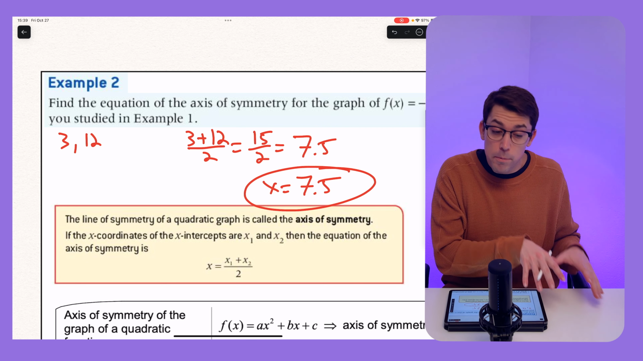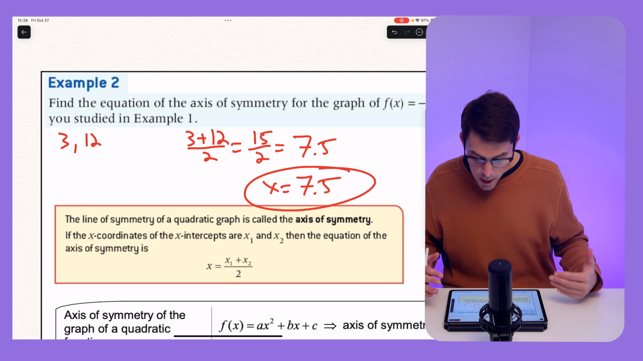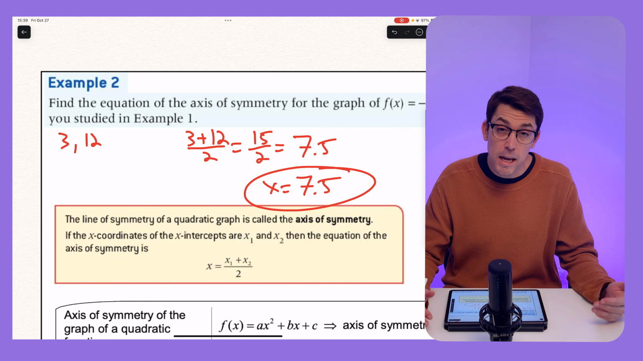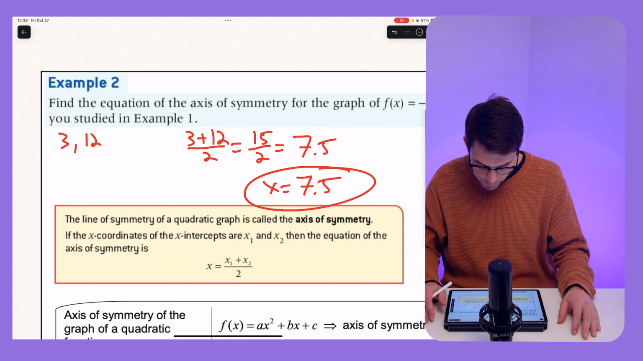So again, in the problem before, we weren't given those x-intercepts. We had to find them. So maybe you want to find those x-intercepts and find the axis of symmetry that way. Maybe you want to use negative b over 2a. It all depends on the context of the problem and whichever one you're more comfortable with using.